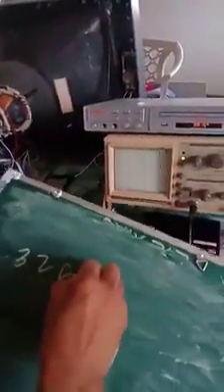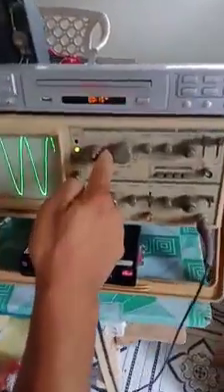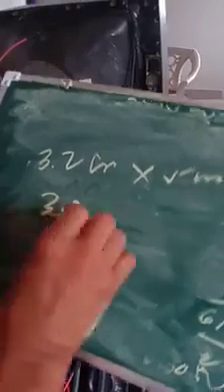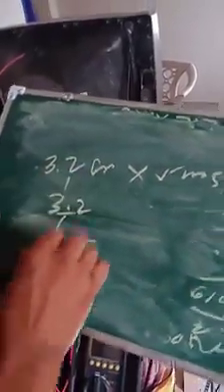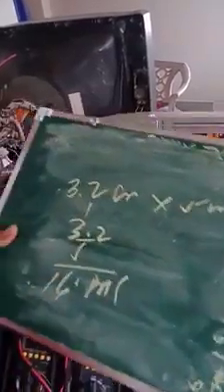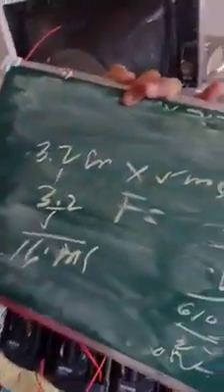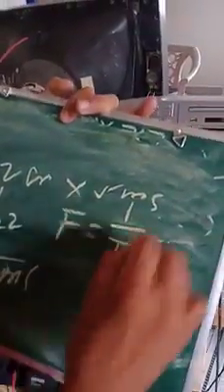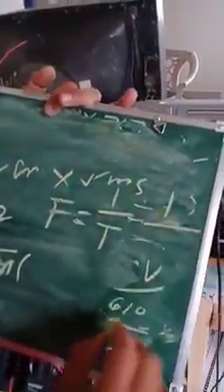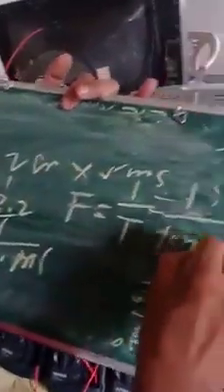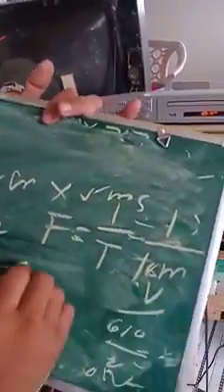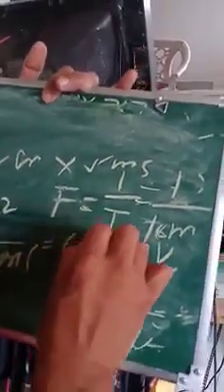3.2 centimeters times the range we are using now, which is 5 milliseconds. So, 3.2 times 5 milliseconds is 16. So, we have 16 milliseconds. That is now the time period. To get the frequency, the formula is frequency equals 1 over T, or time. By substitution, 1 divided by 16 milliseconds, the result is 60 hertz.